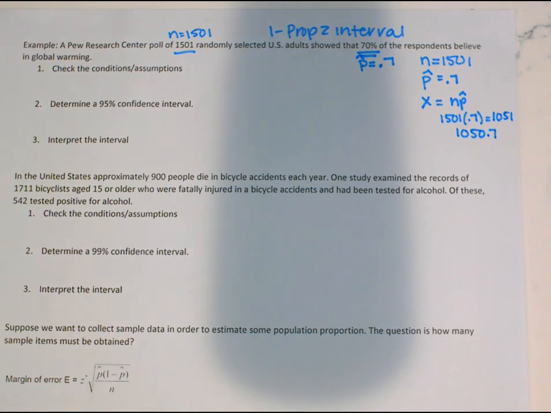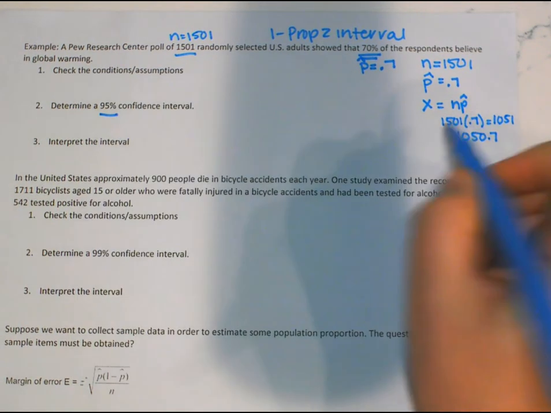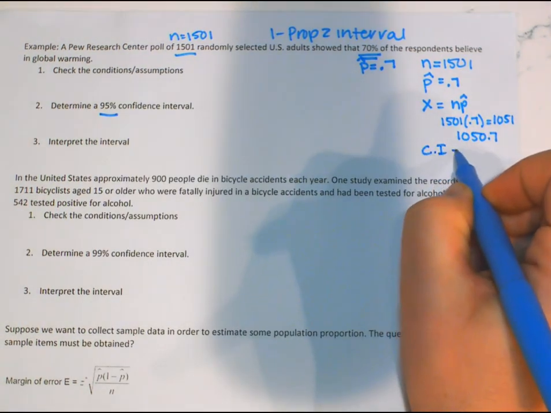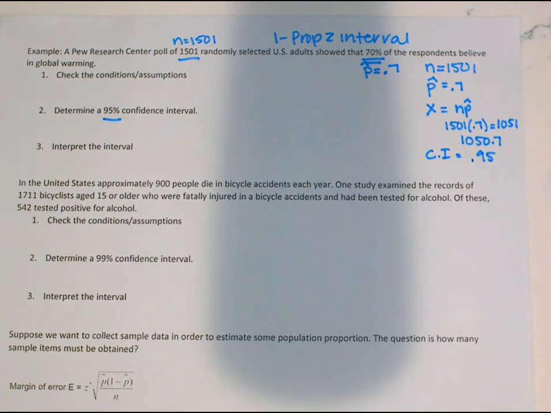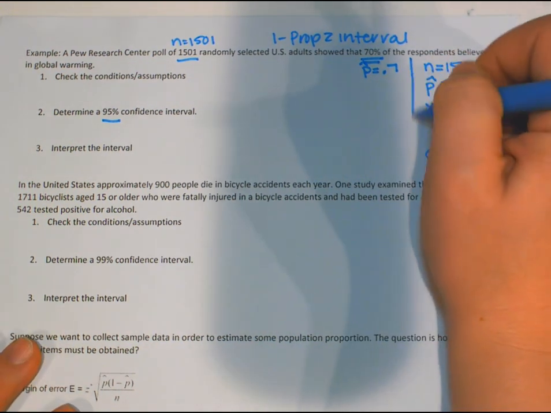Then we need to know how confident we want to be. In this one, it's asking us to construct a 95% confidence interval, so we're going to be 95% confident. And truly, in all of our confidence interval questions, we're going to do the exact same thing over and over again. We find the variables or the values that we need. That's this stuff over here.